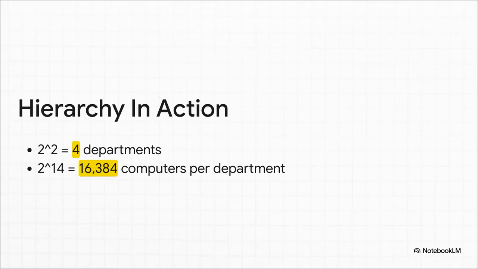So what does that actually mean in the real world? Well, by using just 2 of those bits for the department, the university can create 4 subnets, maybe one for medicine, one for engineering, arts, and admin. And by dedicating 14 bits for the computers, each of those departments can have over 16,000 unique IP addresses. It is an incredibly flexible and super efficient way to organize a huge network.